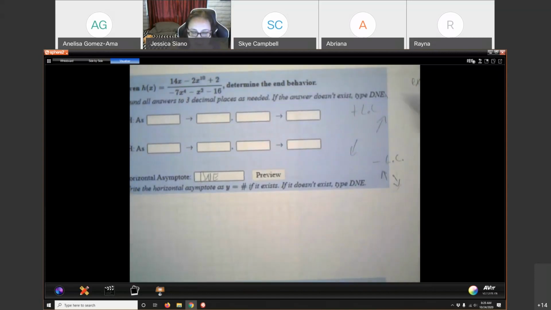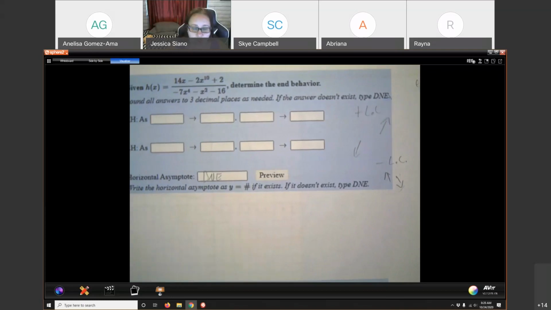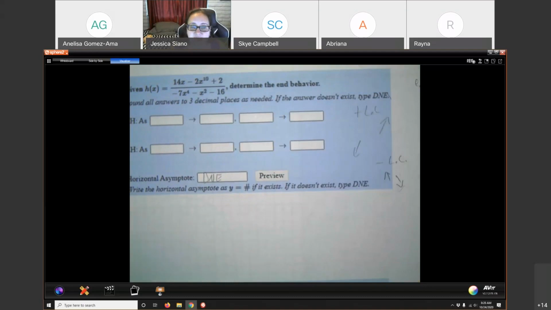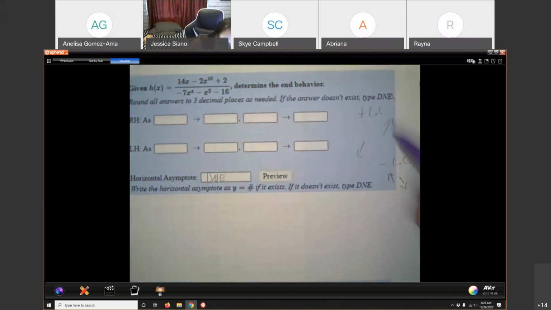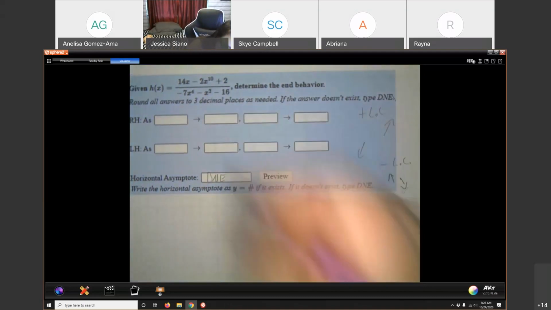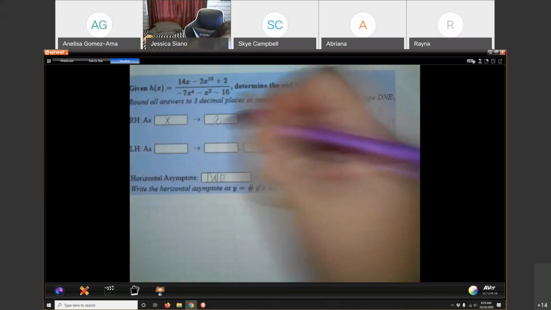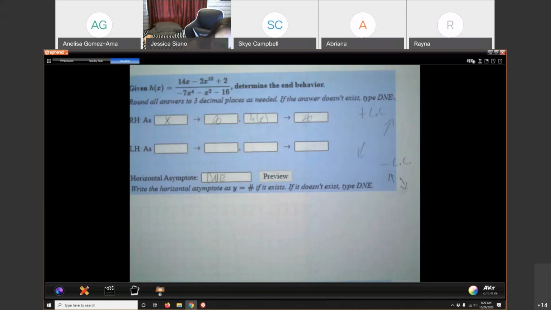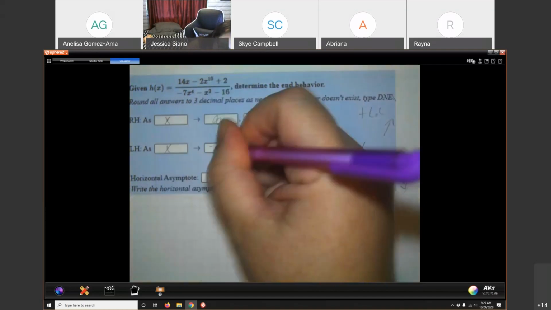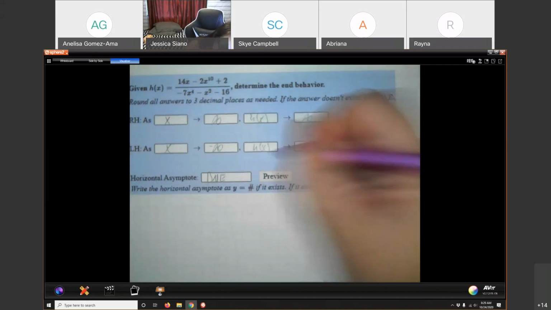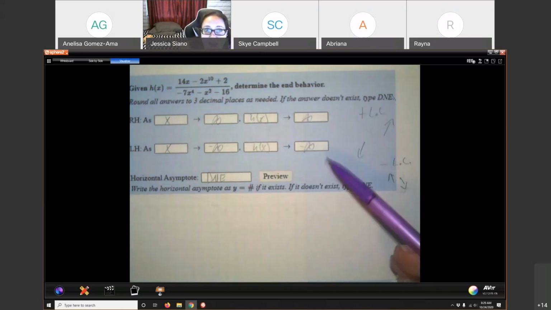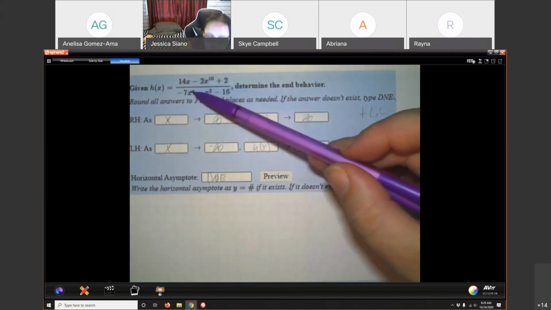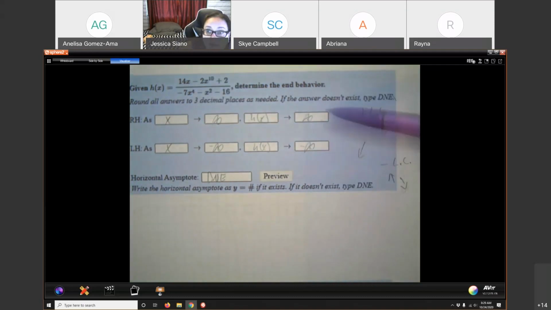So a positive leading coefficient, and again, that's overall. So here I wind up with a negative over a negative, which becomes positive. So on the right side, as x approaches positive infinity, h of x will approach positive infinity. And on the left side, as x approaches negative infinity, h of x will approach negative infinity. And then if you wind up with a negative over a positive or a positive over a negative, then these two switch places.